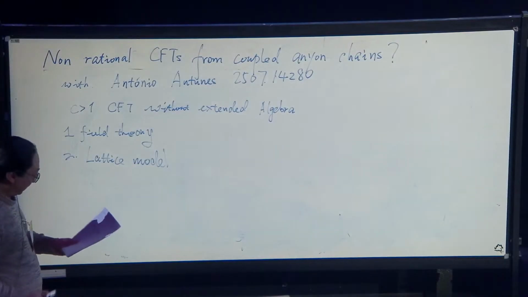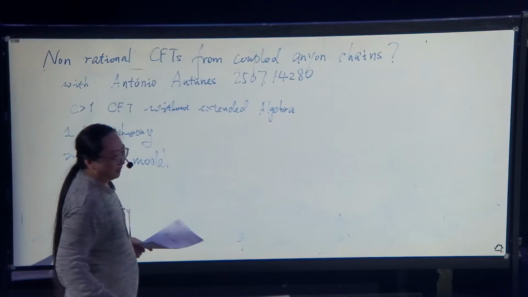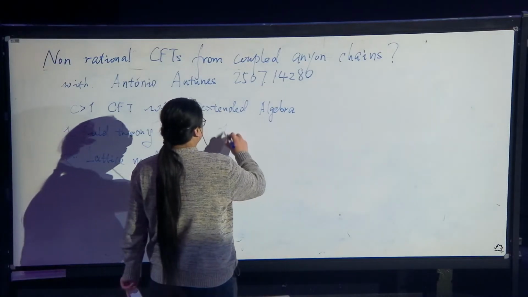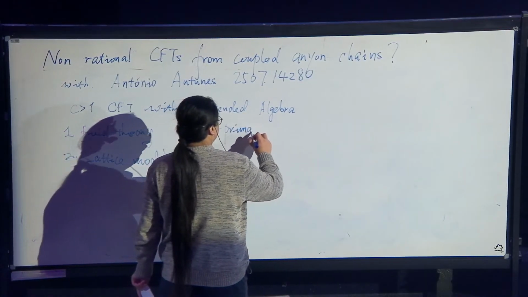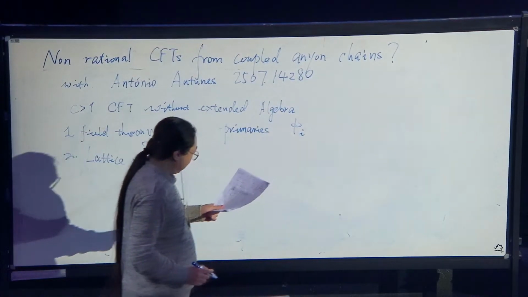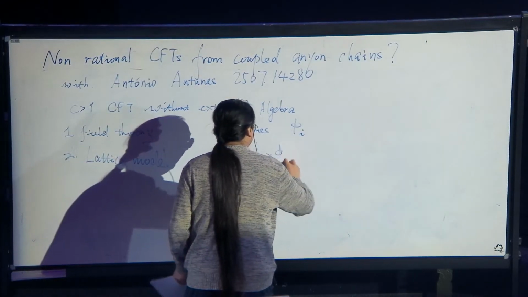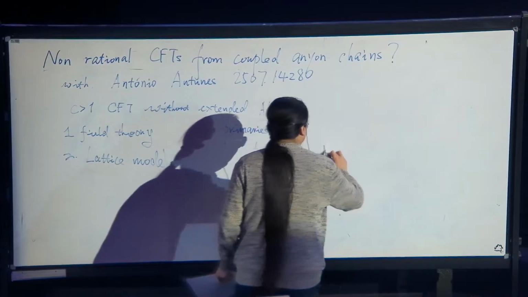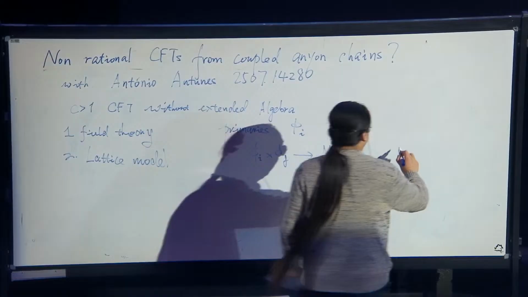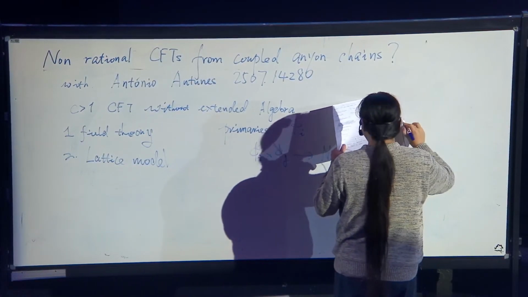This is a pretty mixed audience, so let me review some very fundamental things about 2D CFT. So for rational CFTs, we have the primaries. Usually we label them by phi. And they satisfy some fusion rules. Let's see, phi_i times phi_j is given by N_ij^k phi_k. And this N is the Verlinde formula.